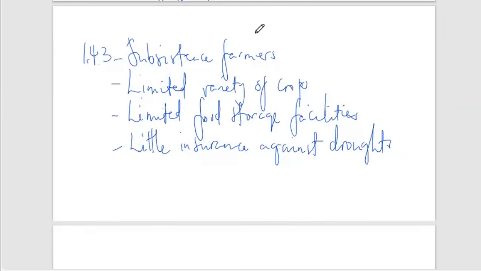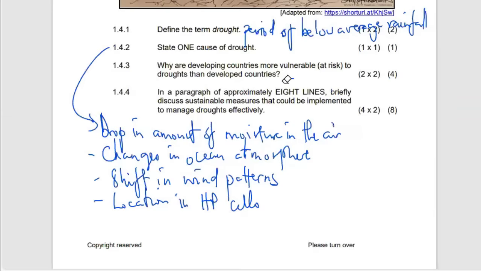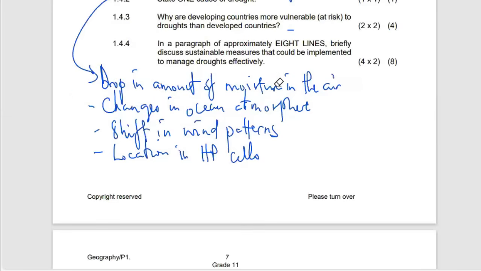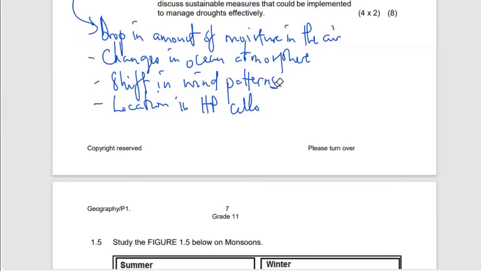But however, you can also note some other responses. You can also come up with other relevant responses to the question. It's not only that we are saying these are the right responses, there can be other responses that we did not mention. In a paragraph of basically 8 lines, briefly discuss sustainable measures that could be implemented to manage droughts effectively. We want to look at sustainable measures that could be implemented to manage drought.